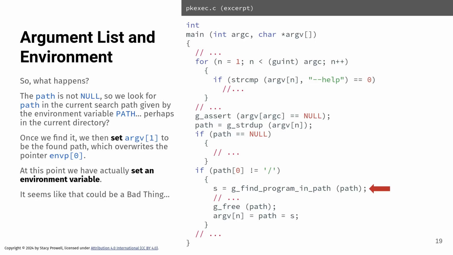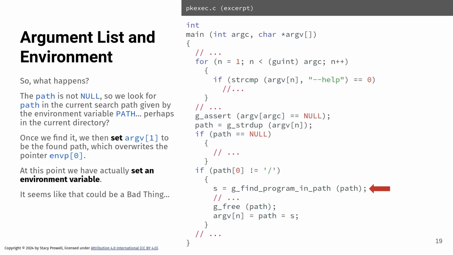If it's not a slash, we want to then go and find the program in the path. If the first thing is a slash, we assume it's an absolute path to a file. But if it's not, we assume it must be something that's in our search path, in the PATH environment variable, and we need to go find it. So we'll go find it and do some stuff. And if we find it, then we free up path, and then we also set argv_in, that's argv1, to whatever we resolved it to be.